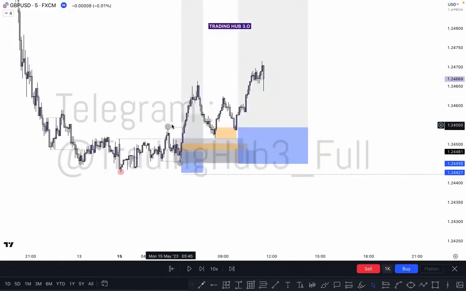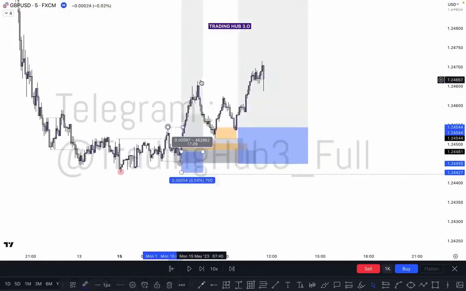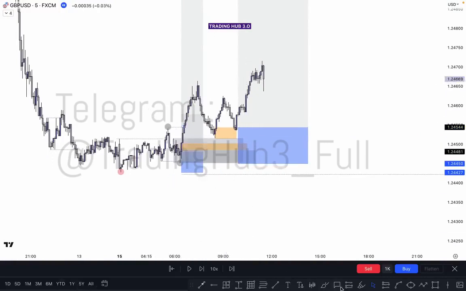In this case, what happened here? This break of structure is confirmed here because the market broke the structure, and our higher high is confirmed here at this point. Why? Because the market has taken out this inducement. So when the market has taken out the inducement, we can buy here, right?